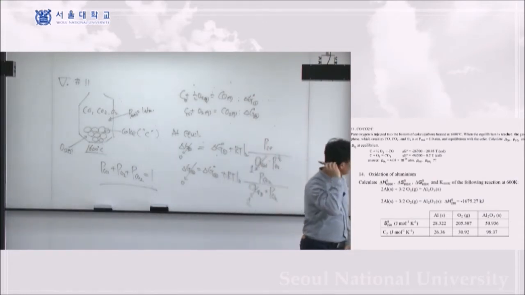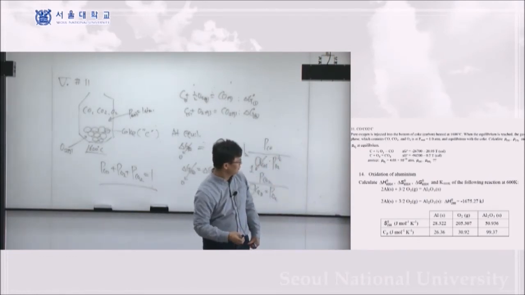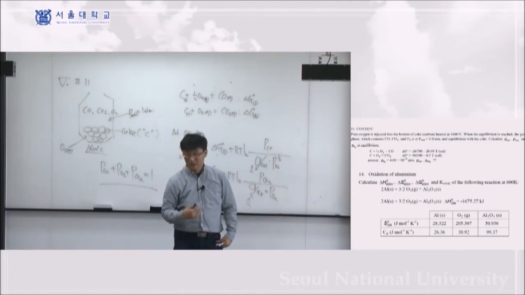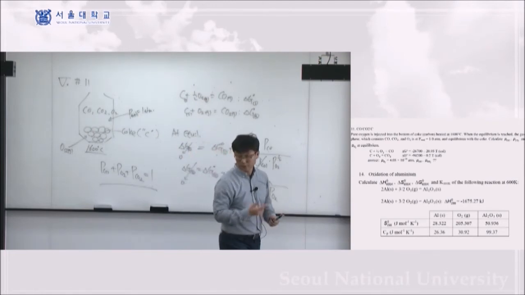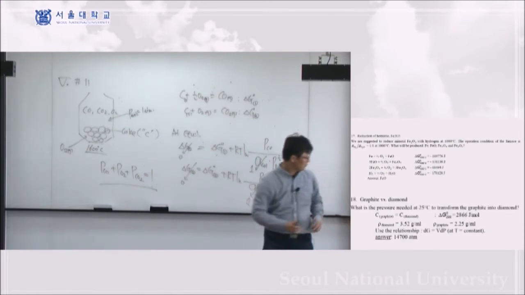Good. Number 14. This is so simple. I mean, calculating delta G at the given temperature. You have H298, S298, and then you have heat capacity. This is what you have done basically for your homework number 1. So this is not necessary.